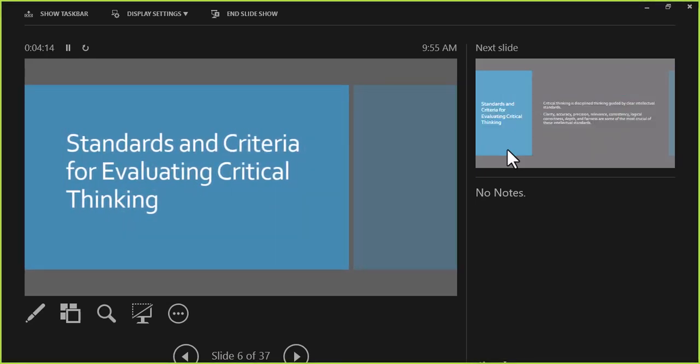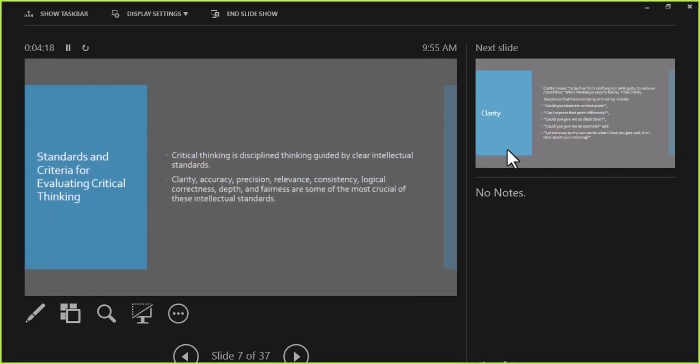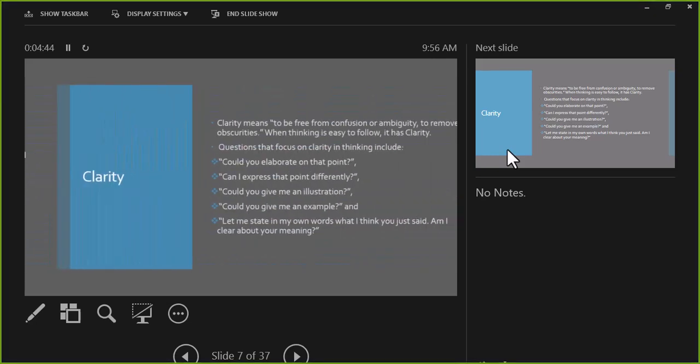Standards and criteria for evaluating critical thinking. Critical thinking is disciplined thinking guided by clear intellectual standards, standards that are used in order to assess whether a thinking is known as critical or not. So, the standards that we're going to use in order to say a person is thinking critically are clarity, accuracy, precision, relevance, consistency, logical correctness, depth, and fairness, which are some of the most crucial intellectual standards that we'll be using to describe whether a thinking is critical or not.